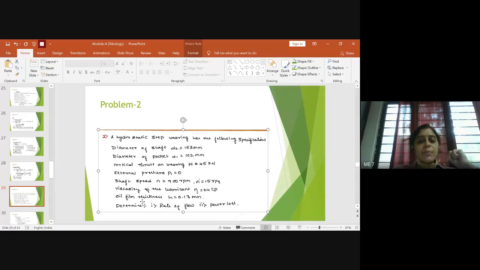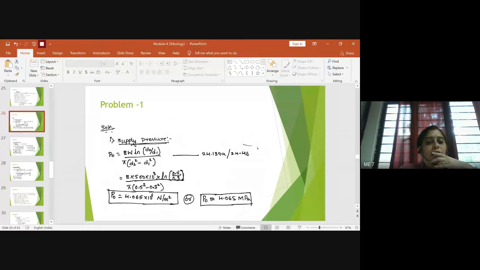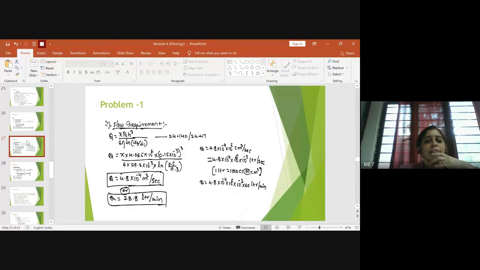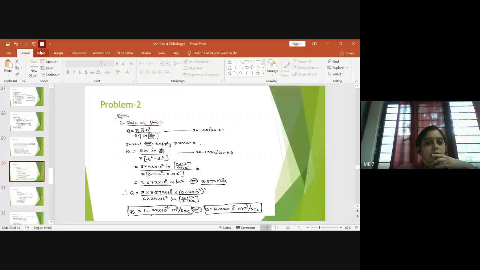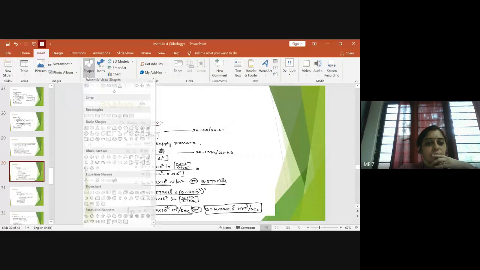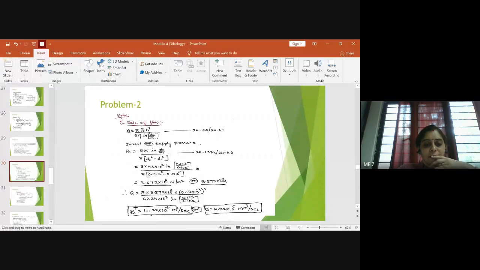So what is the question being asked? They have asked you to determine the rate of flow and the power loss. So what is the equation for rate of flow? Can you people tell me? We have derived the equation and solved one numerical. You should be able to figure out the equation for rate of flow. Anyone can tell me? Hello. What is the equation for rate of flow?